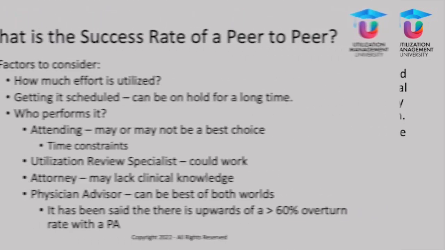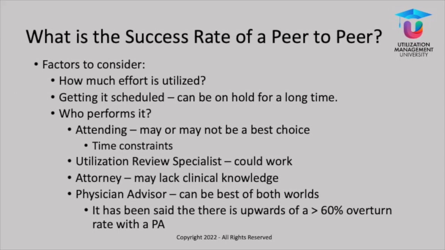It has been said that the best way to get a denial overturned is to start off with a peer-to-peer. Many times a peer-to-peer may not be offered when a denial is issued. But here are some of the factors to consider in the success rate of peer-to-peers. How much effort is actually utilized in order to do this? Getting it scheduled can be a time-consuming event. One can be on hold for a long period of time just to wait to get it scheduled.